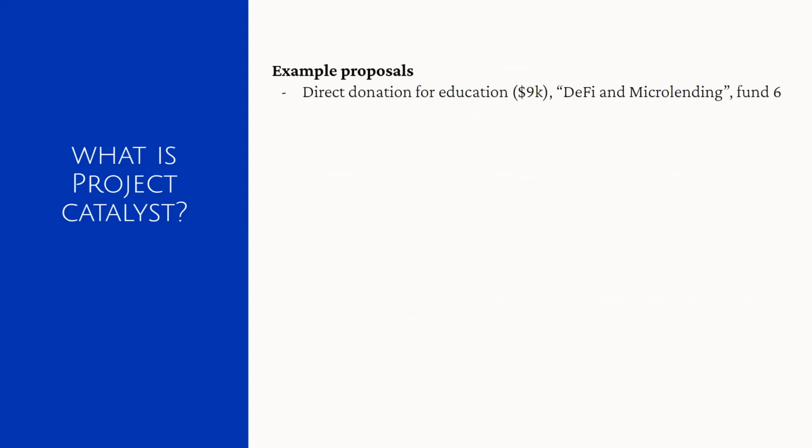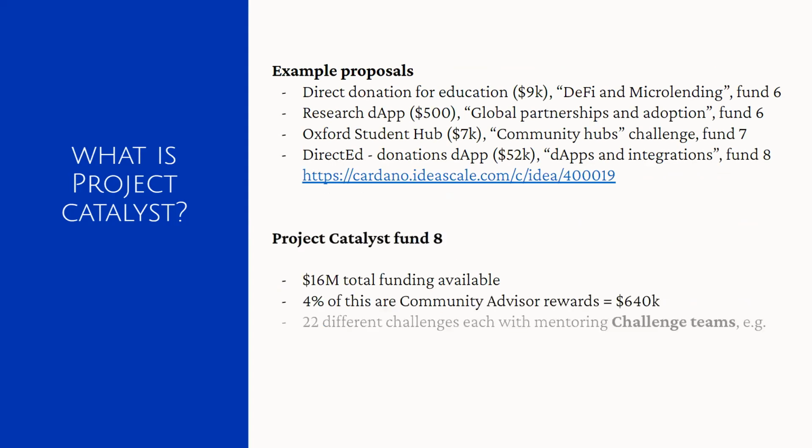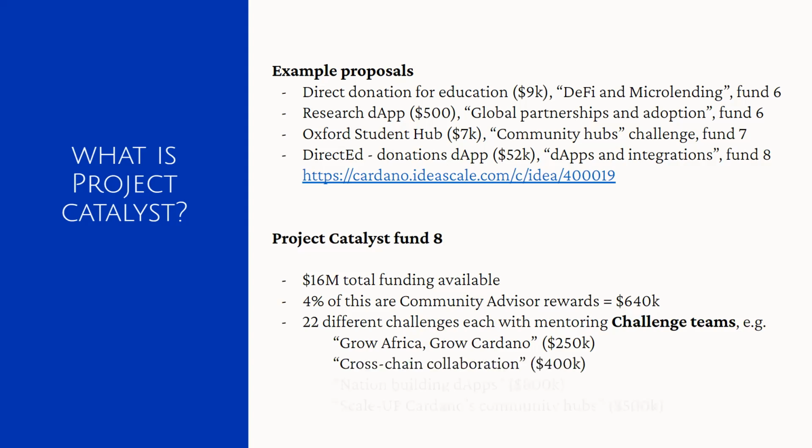Examples are stuff that Simon did, like the direct donation for education, the community hub, the Oxygen hub, the society. And yeah, there are different Catalyst funds. To give an example of what Catalyst Fund 8 looked like, there was like 16 million-ish in funding available, and there was like 4% for community reviewers. And there were different challenges like Grow Africa, cross-chain collaboration, nation building apps, and scaling up Cardano community hubs.